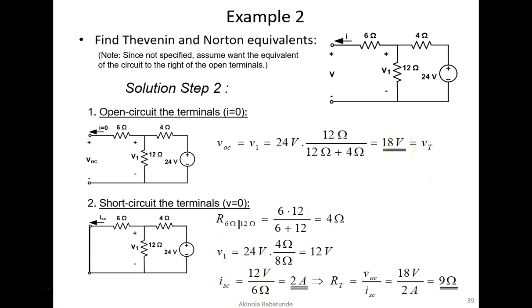Once we have that, it then becomes easier to find our R Thevenin. R Thevenin will be equal to V open circuit divided by I short circuit, and that gives us 18 divided by 2, and that is equal to 9 ohms.